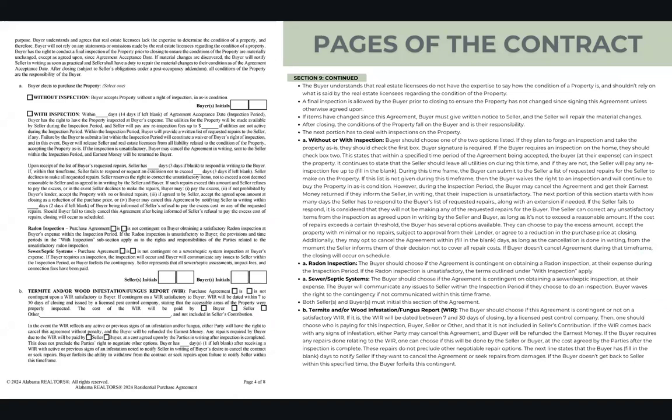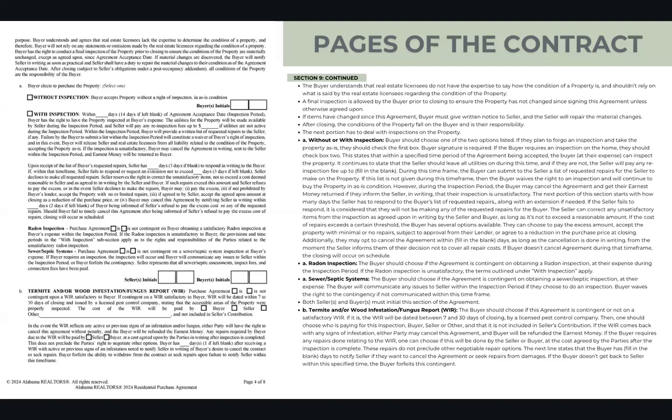A final inspection is allowed by the buyer prior to closing to ensure the property has not changed since the agreement. If anything has changed, the buyer must give written notice to the seller, and the seller will repair the material changes. At closing, the conditions of the property fall on the buyer, and it is then their responsibility.